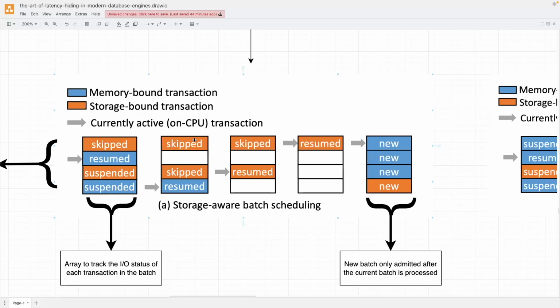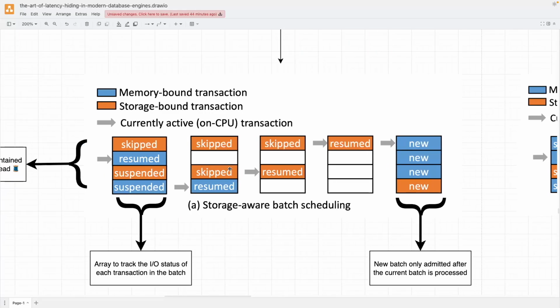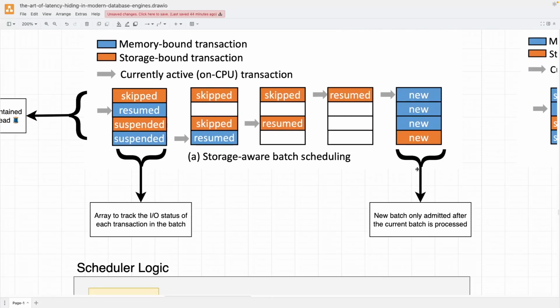Then you cycle back. The first transaction is still waiting for data to come from the SSD. You skip it again. You run the third transaction because it's got the data it wants. You finish running it. Finally, the first transaction has got the data it wants. Now the batch is complete, so you can take a new batch of transactions. So this is the approach that the authors come up with.